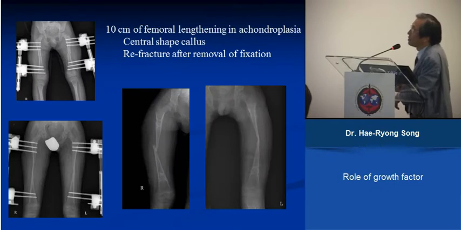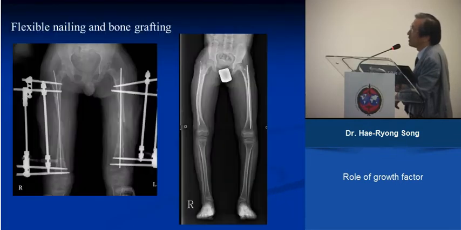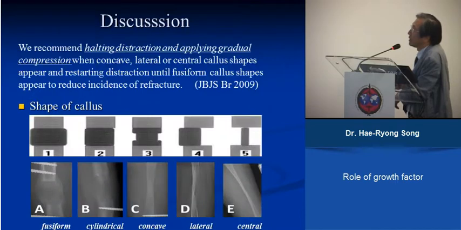This is a case with refracture, because you can see very central and concave callus formation after removal of the fixator, and then flexible nailing and bone grafting was done. And I recommend that when you see very severe, very narrow callus formation, central, lateral, concave type, you have to compress until fusiform or cylinder callus is visible, and then you have to resert.